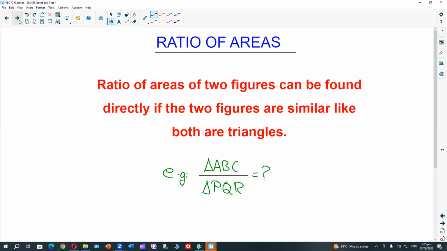Now, for example, I want to find the ratio of triangle ABC area upon triangle PQR area. You have to copy this.